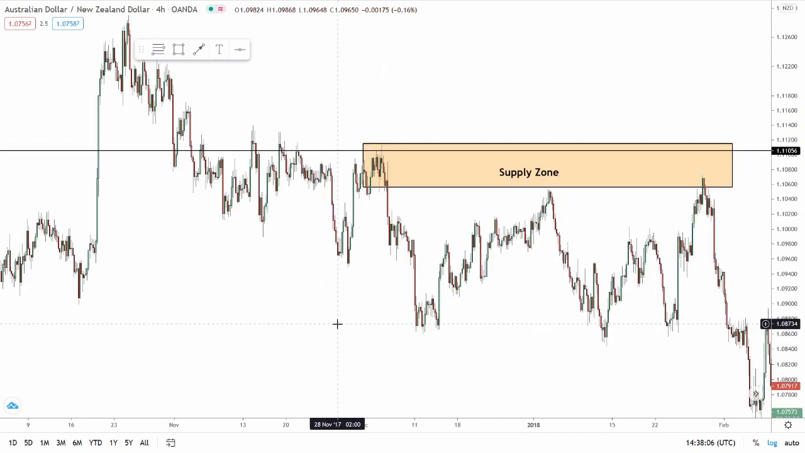There is, however, one key point you must be aware of, that is, the support or resistance level is only valid if it hasn't been recently broken, okay? Price must not have broken the level on the last two touches or more for it to be valid.